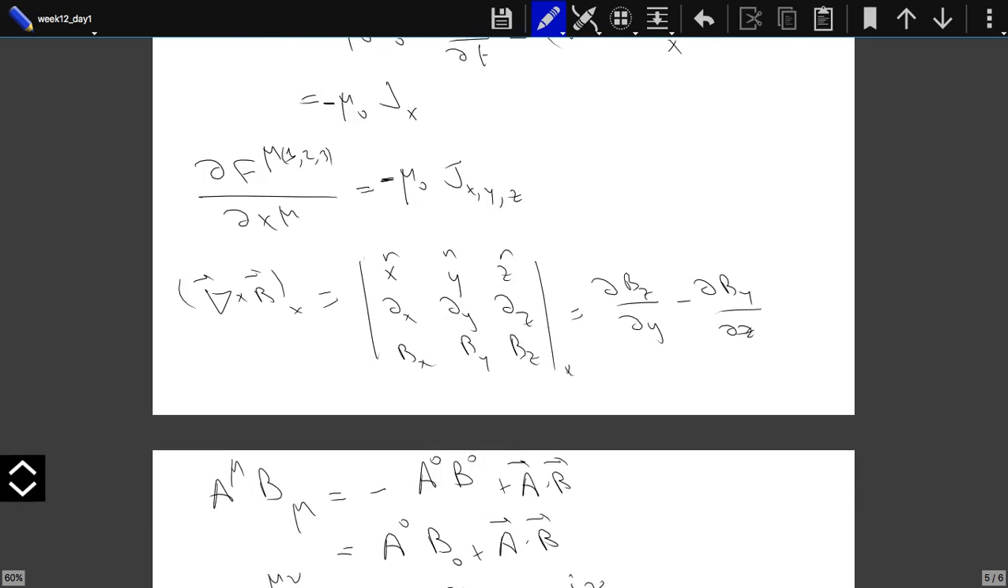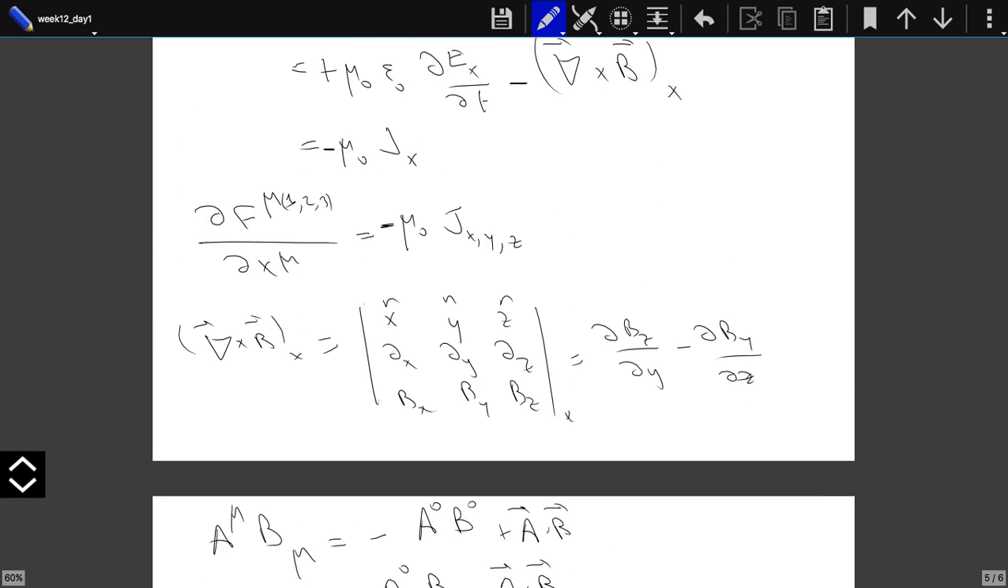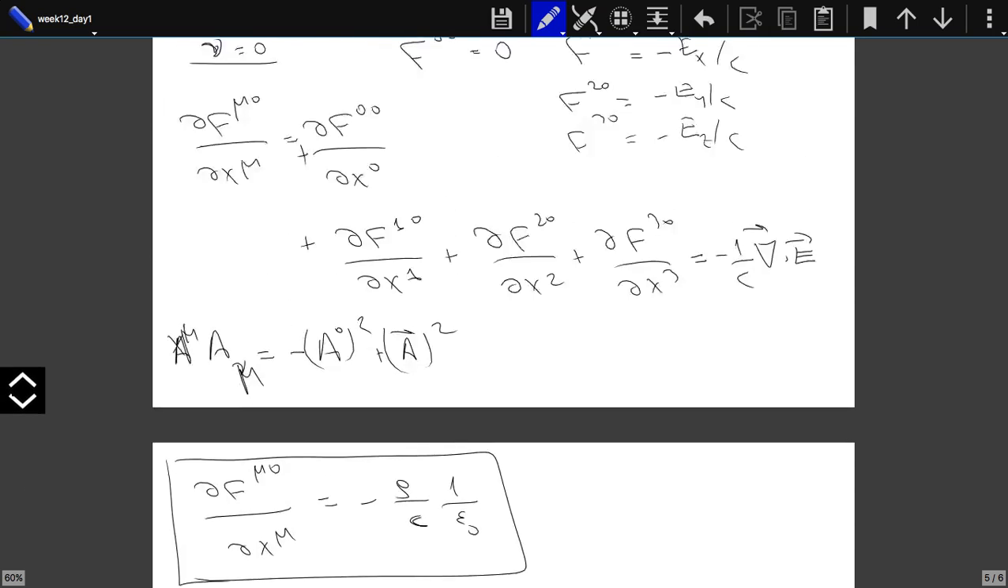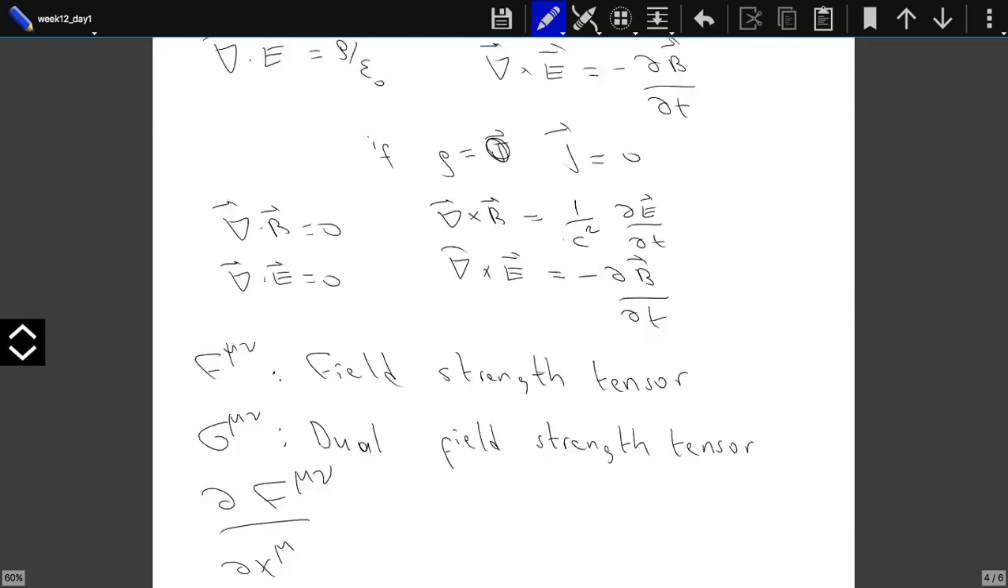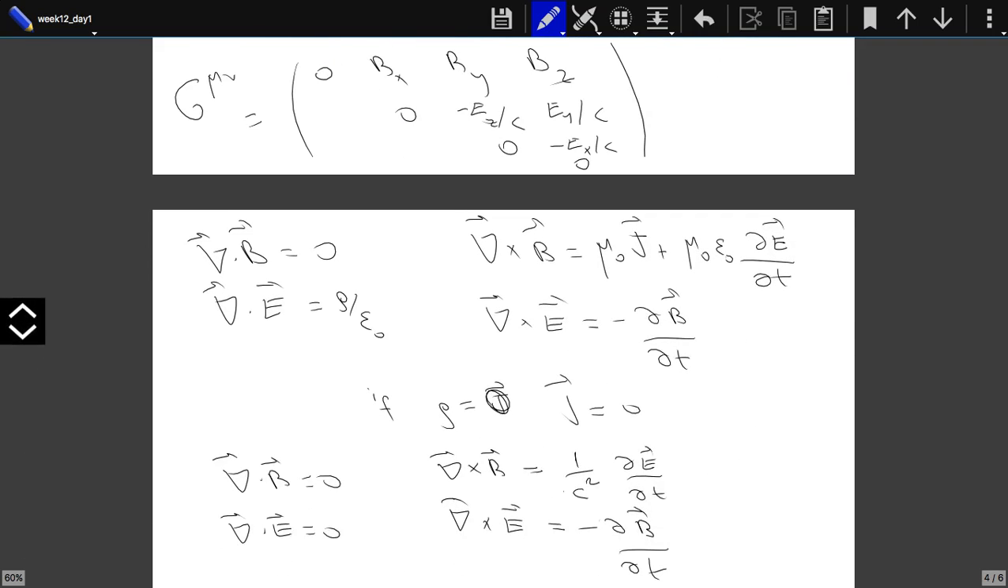Now, okay, let's go back to the Maxwell's equations. We have this Maxwell's equation written in terms of F mu nu. What remains is these two equations. And for those two equations, we will basically use G mu nu, the dual tensor. So this is my dual tensor. Let me just pick it up.